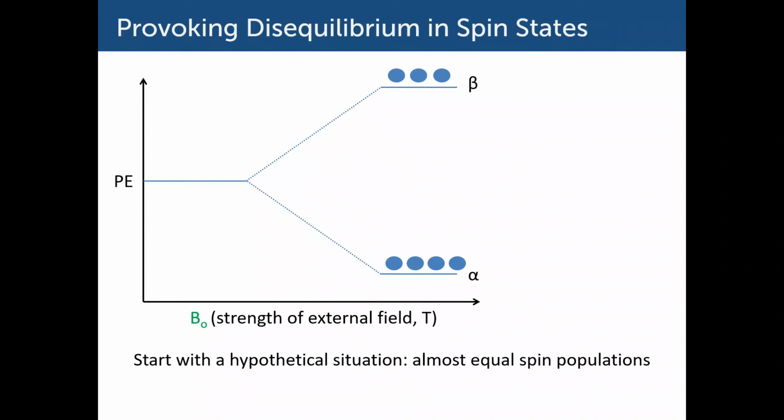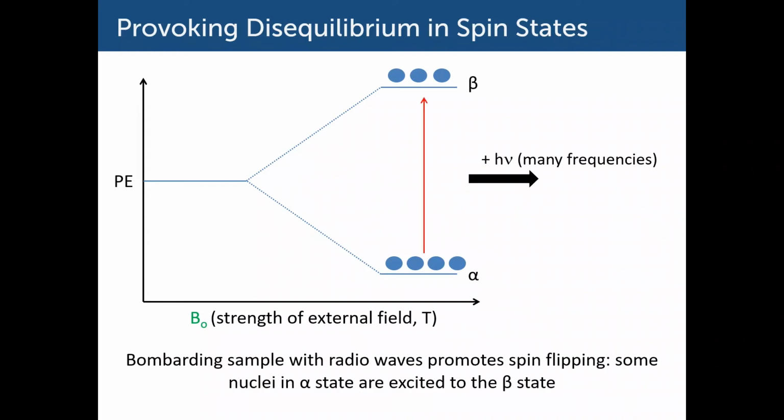So what we'll do is actually play music to your NMR sample. We're going to play lots of different frequencies of photons. We're going to bombard the sample with like every possible photon frequency we can think of within a region. Because these energy differences between alpha and beta are so small, we need very, very low frequency photons. And so we're really talking about like radio waves.